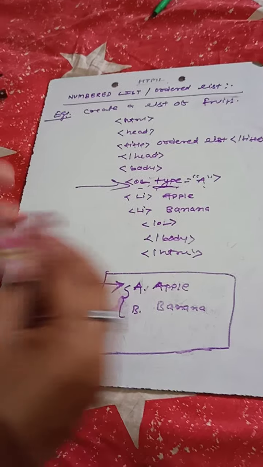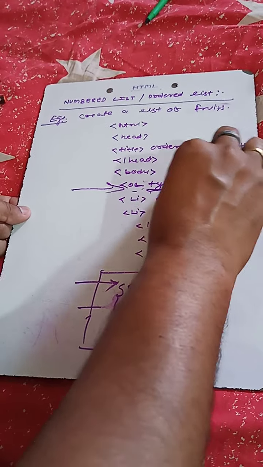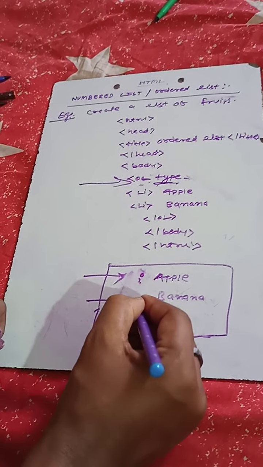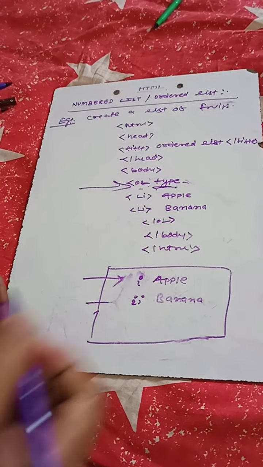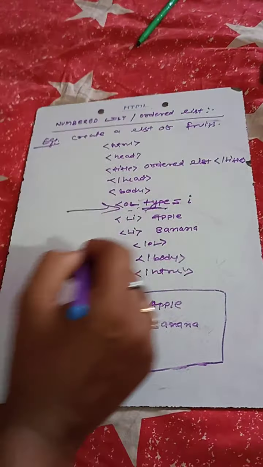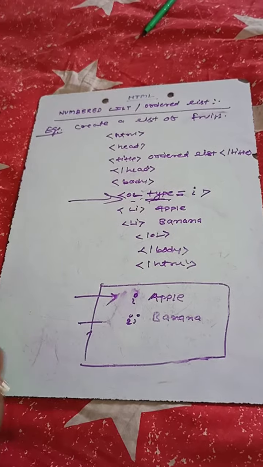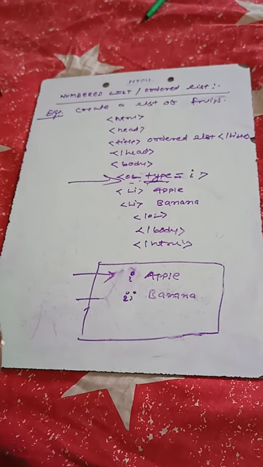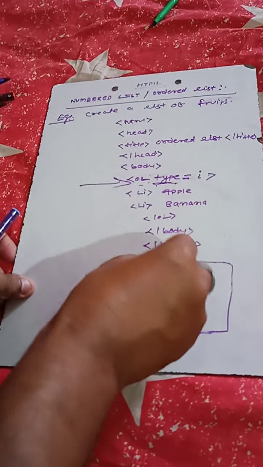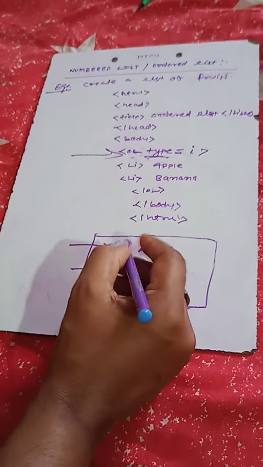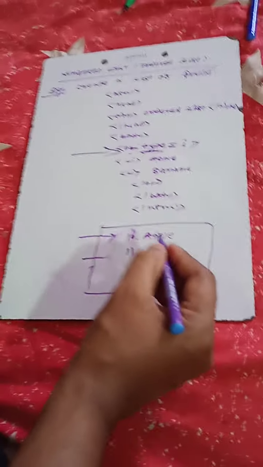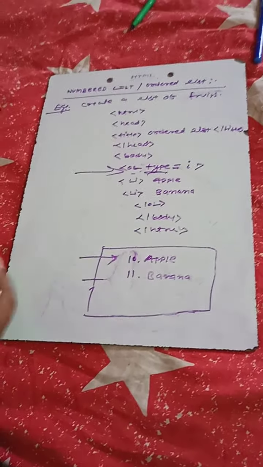If you want to create the list in which you want Roman numbers, meaning you want your output like this, then you need to make changes in the type attribute. OL type equals to I. Are you getting it? Now there is one more question. Sir, I want to create a list starting with 10, meaning 10, 11. You want to start your list with 10, then how can you do so?